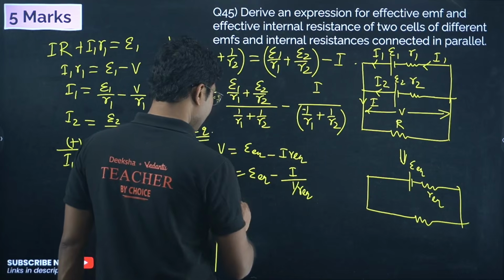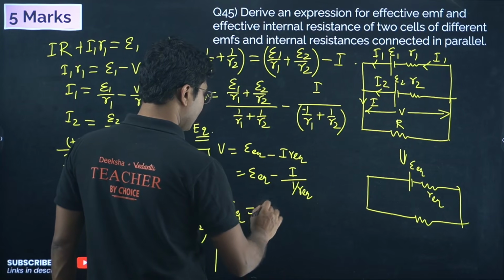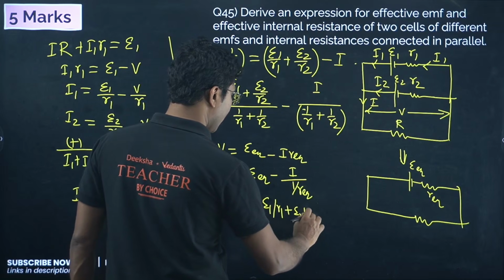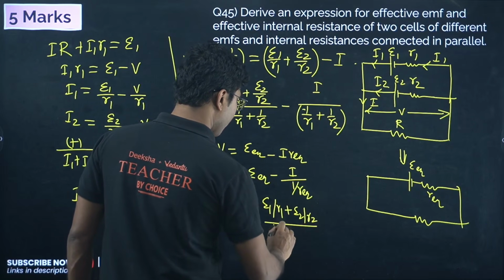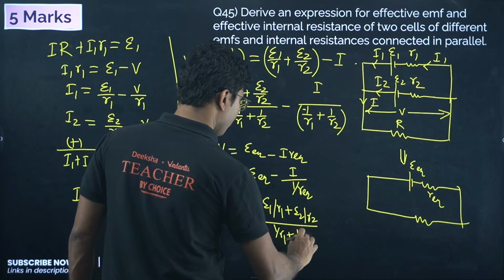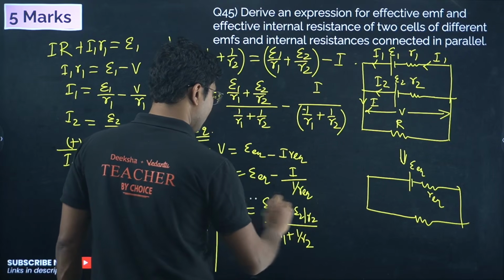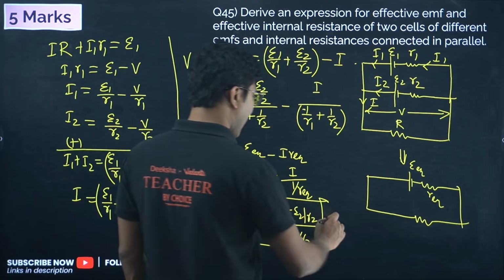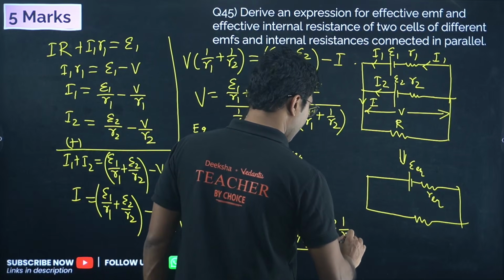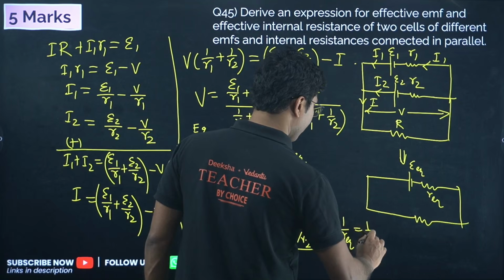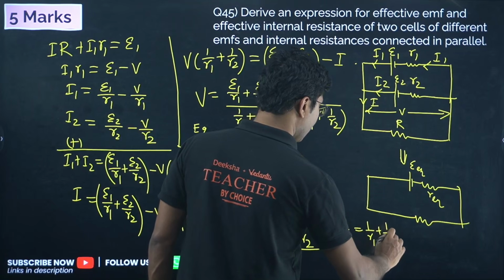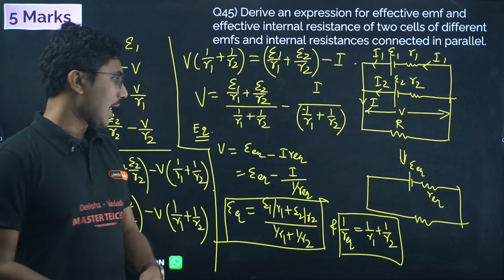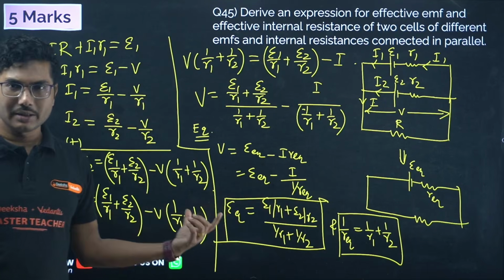So if you compare this, epsilon equivalent is very simple: epsilon 1 by R1 plus epsilon 2 by R2 divided by 1 by R1 plus 1 by R2. Do not simplify, this will be the answer. You can leave your answer over here. Okay, simplification is not required, and 1 by R equivalent equals 1 by R1 plus 1 by R2. So resistances are adding in parallel and voltages are adding something.